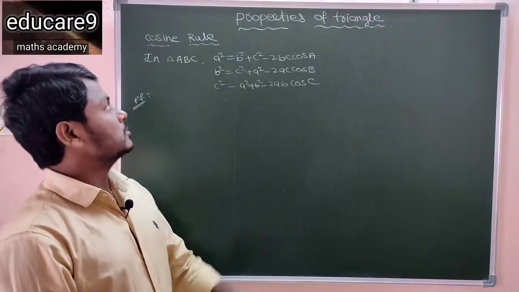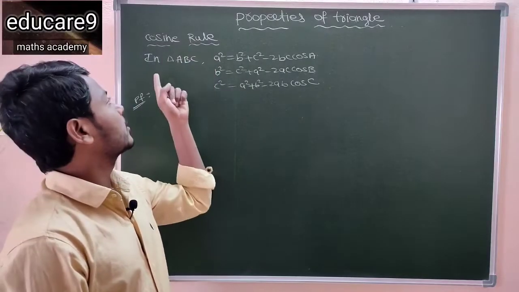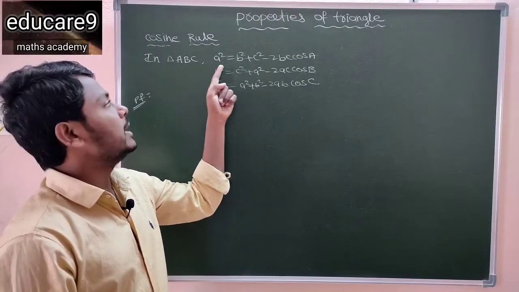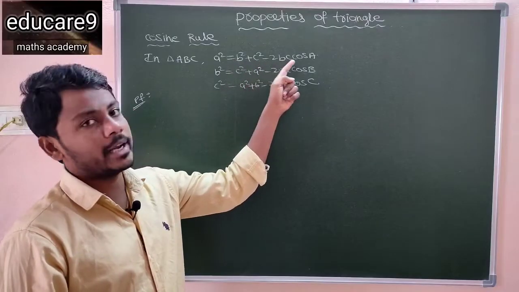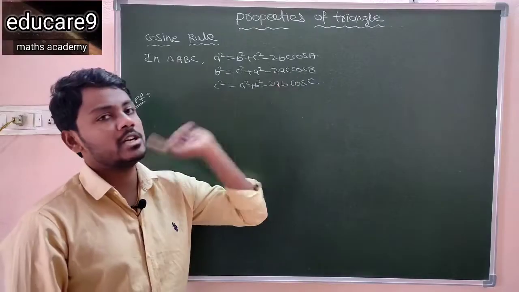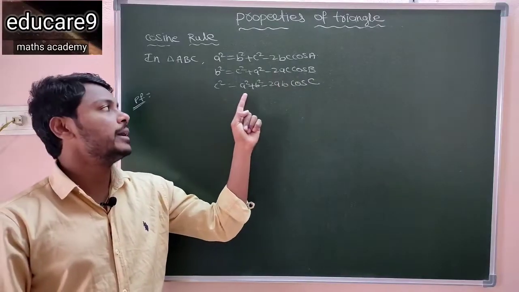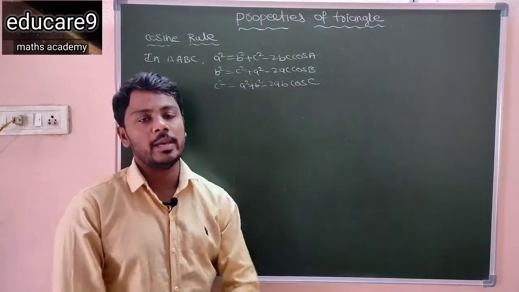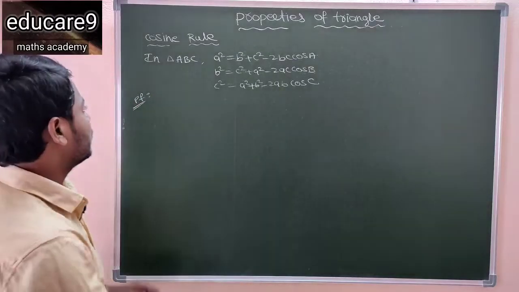See the next rule, the cosine rule. In triangle ABC, a square is equal to b square plus c square minus 2bc cos A, and b square is c square plus a square minus 2ac cos B, and c square is equal to a square plus b square minus 2ab cos C. See here the proof.